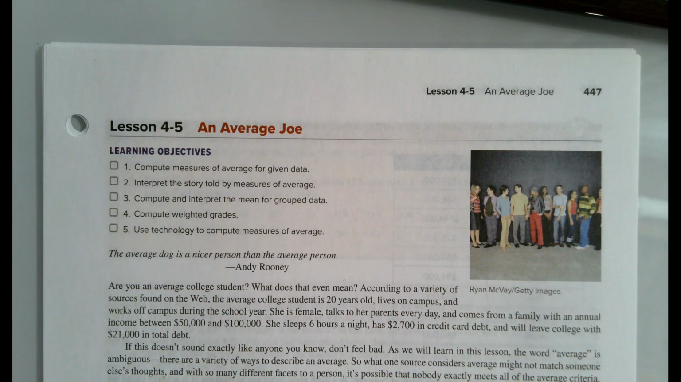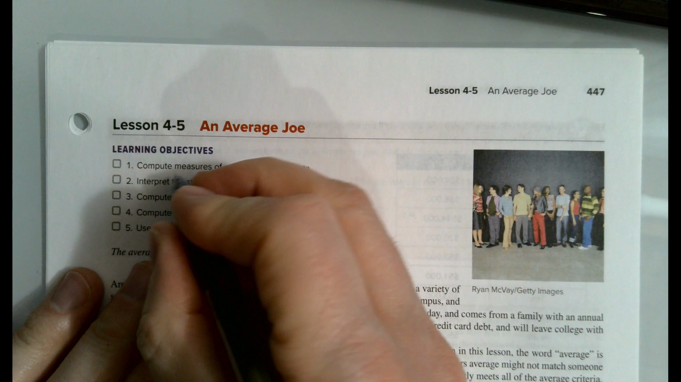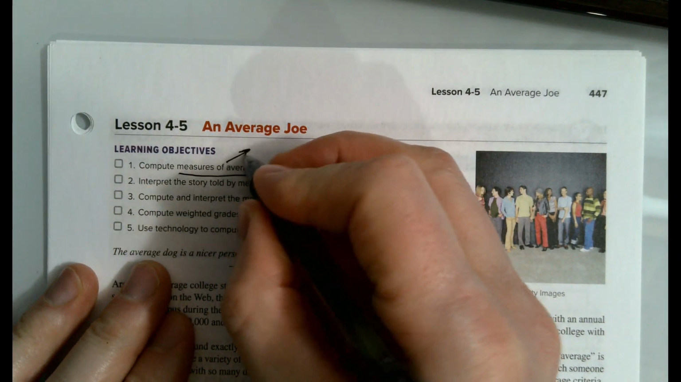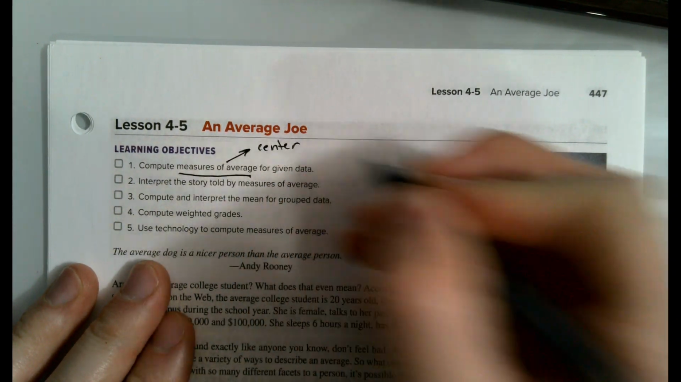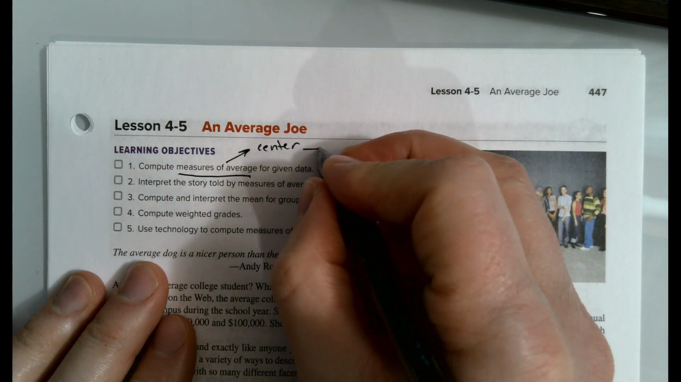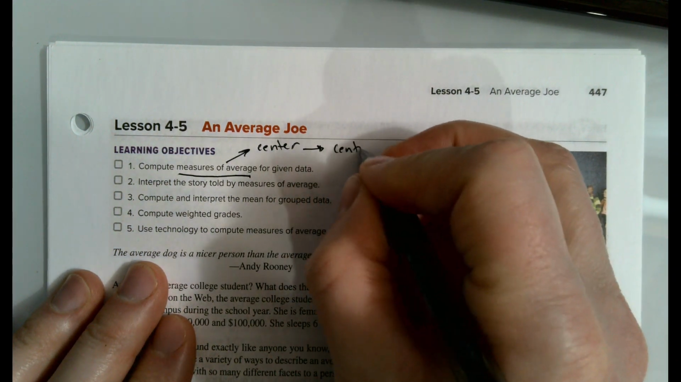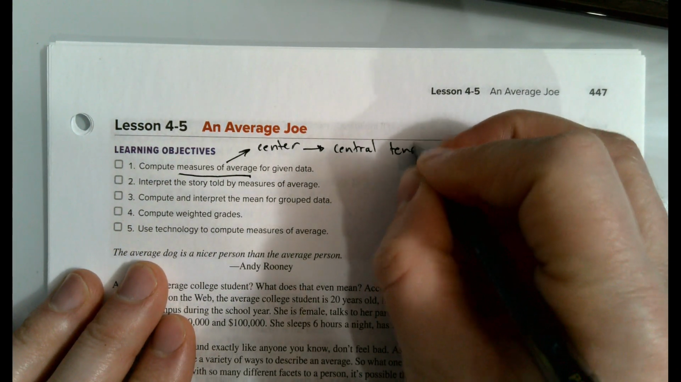Here we go. We're looking at measures of average. In our stats class, we often simplify this to measures of center. Sometimes we also call this type of measurement central tendency.